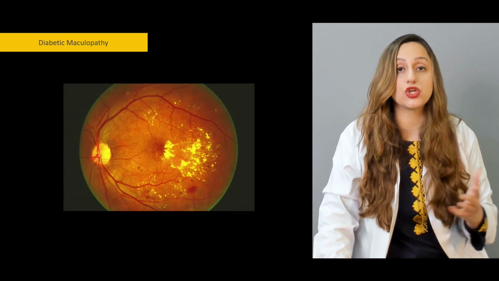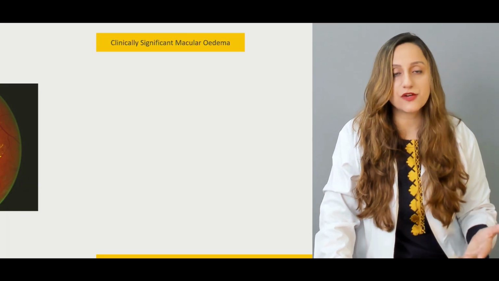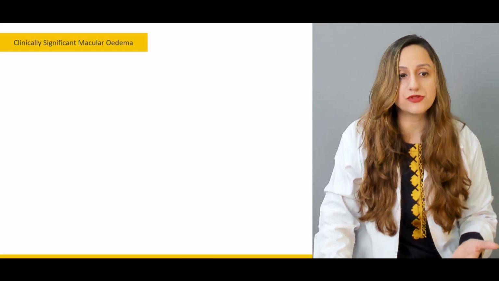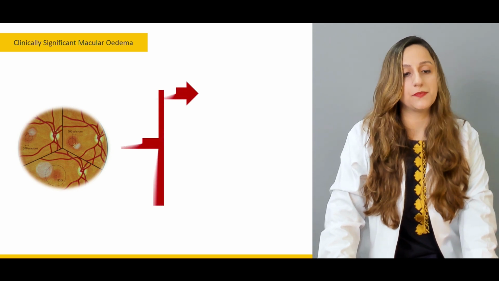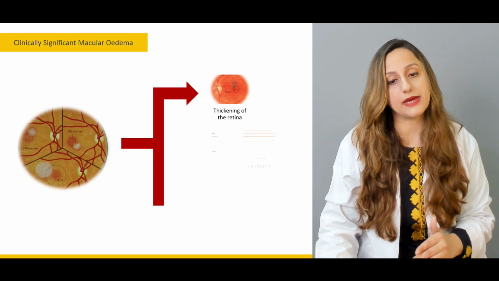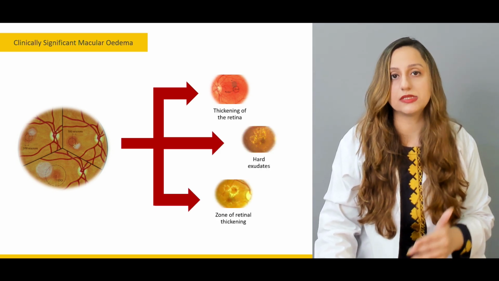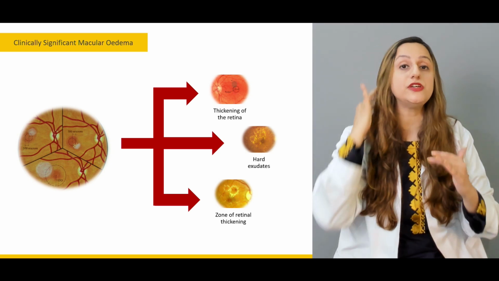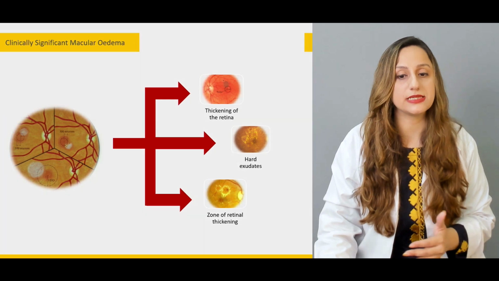A diabetic maculopathy in which the macula is involved. Hard exudates are found over there. Cotton wool spots are found over there. Clinically significant macular edema is basically in which we see a thickening of the retina at the macular level, hard exudates are formed, and the zone of the retinal thickening is formed. So these are the three features of maculopathy that is taking place due to the diabetes mellitus.